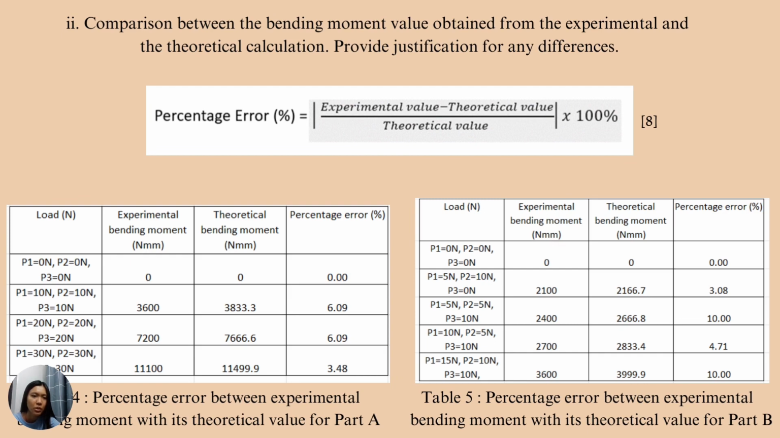Question 2. Comparison between the bending moment value obtained from the experimental and theoretical calculation. Provide justification for any differences. In order to compare the bending moment value obtained from the experimental and the theoretical calculation, the percentage error is calculated by using the percentage error formula. The results of percentage error between experimental bending moment and its theoretical value are tabulated in Table 4 for Part A, while Table 5 for Part B.